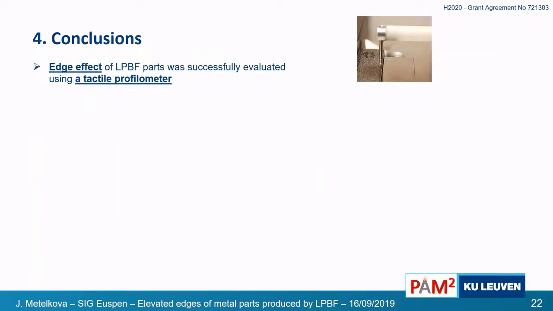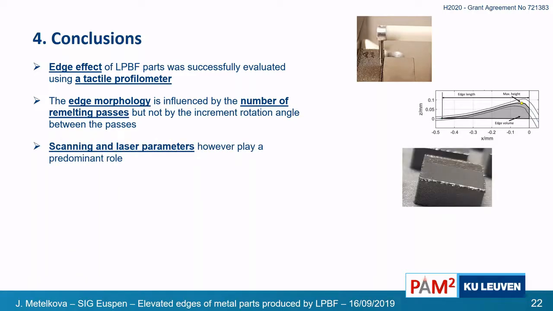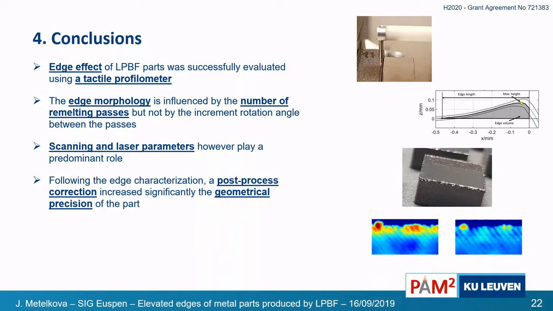So as my conclusions, I have just shown you a way how to characterize the edges by a tactile profilometer. We saw that the edge morphology is changing mostly with the number of remelting passes and much less with the rotation increment angle between the passes. However, the scanning parameters, the power, hatch spacing, and so on are very important, so they have to be taken into account if you're doing surface remelting. And I showed you a way how to post-process these edges to have a higher dimensional accuracy at the end.